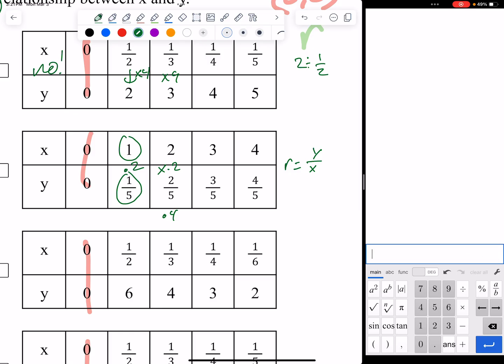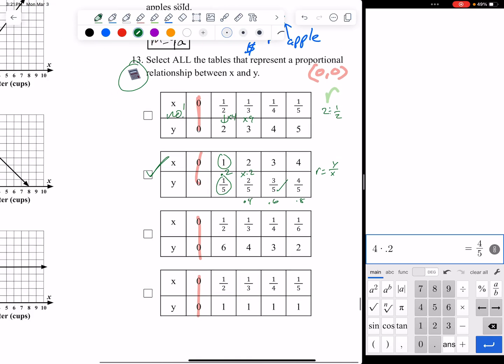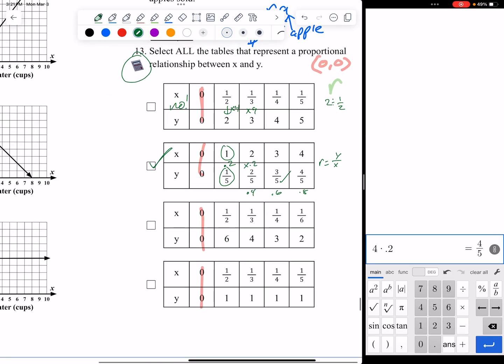What about 3 times 0.2? That's 0.6, which actually is 3/5. So yeah, that one works too. And 4 times 0.2 is 0.8, which is 4/5. So this one works out. So there's my first one, and I got 4 options. And again, if you've seen the other videos, you know if I got 4 options for a select all, I'm going to pick 2 or 3.